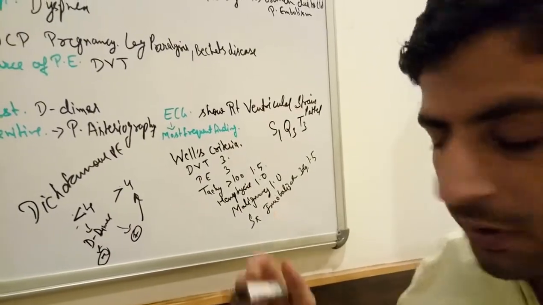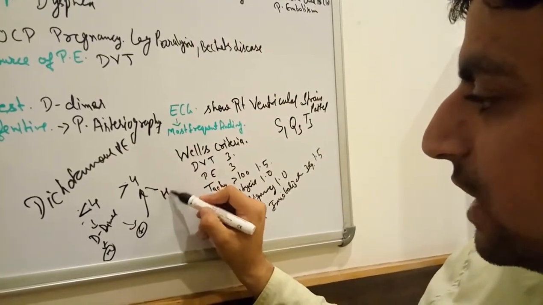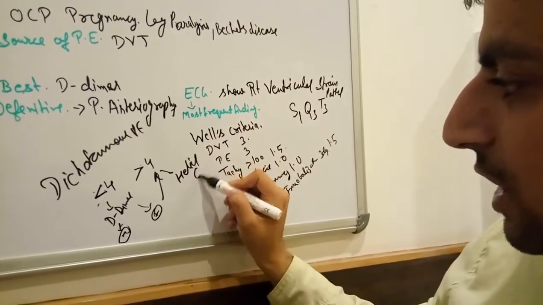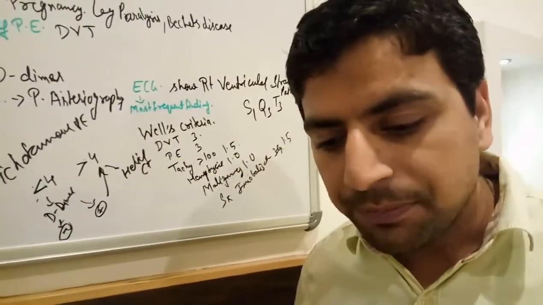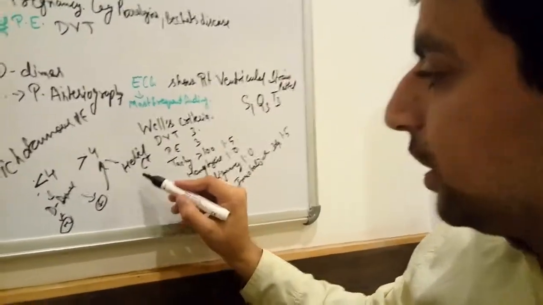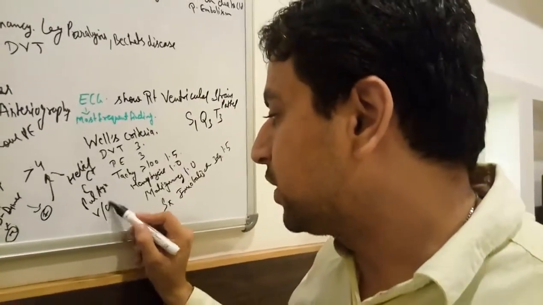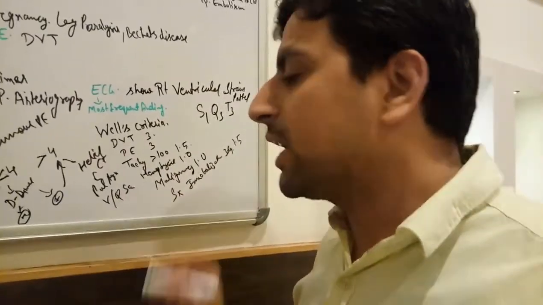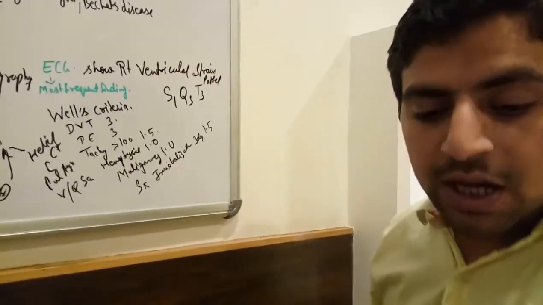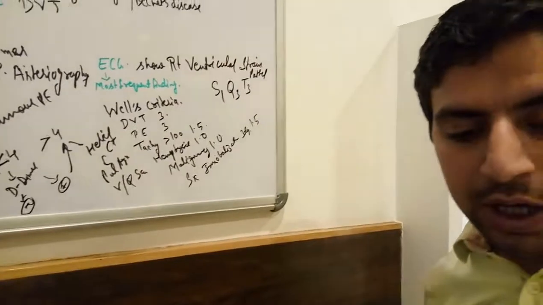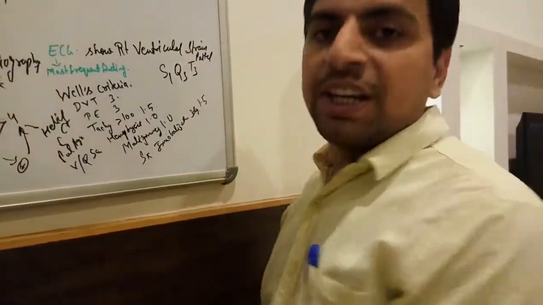More than 4, then we need to go for helical CT, my dear friends, helical CT. And then we need to go for pulmonary angiography, which I already explained, or VQ scan. So my dear friends, I hope you understand till here. And I'm going to tell you what is D-dimer.